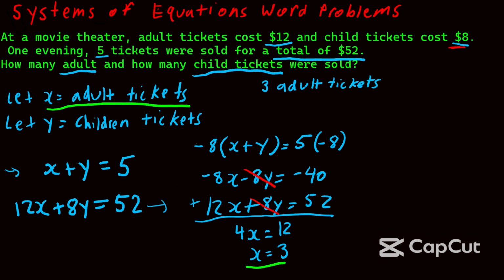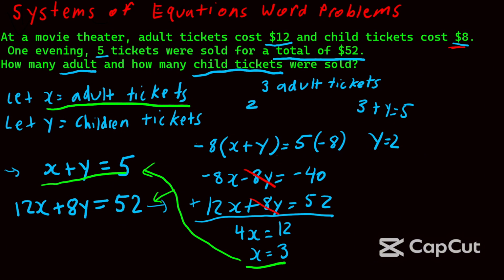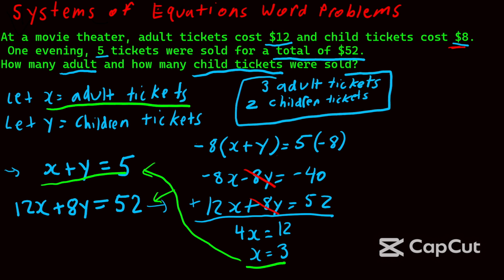And now they also want to know how many children tickets. How do we find children tickets? Just plug this 3 back into this equation or this equation. I feel like it's a lot easier to plug it into this equation though. So I'm plugging in 3 into x plus y equals 5, y equals 2. So that means 2 children tickets. Make sure you write units. As always, people are going to get upset if you don't. But there's my answer, 3 adult tickets and 2 children tickets.